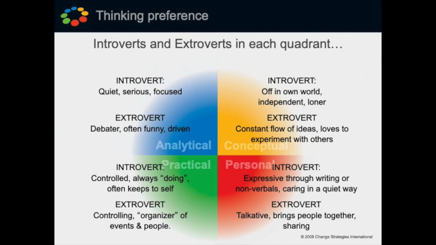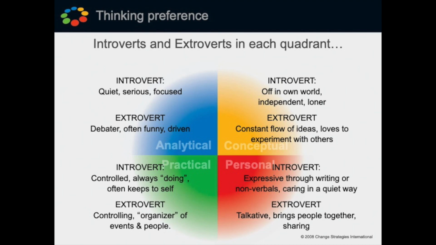For the blues, the introverts tend to be quiet, serious, and focused, whereas the extroverts are often debaters. They love to have fun. They like to joke around, but they are very driven, internally driven. For the greens, it's about controlling, always doing things, often keeping to themselves for the introverts, whereas the extrovert green is very controlled, loves to organize, likes to get people and events all moving forward.